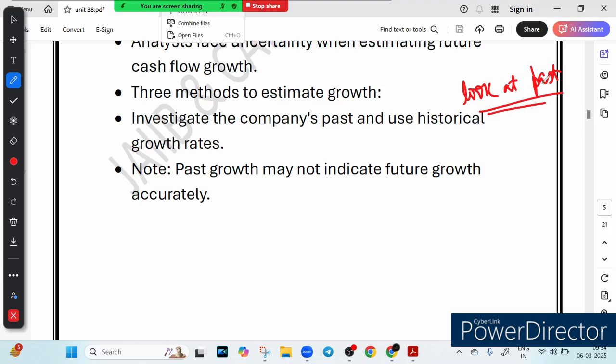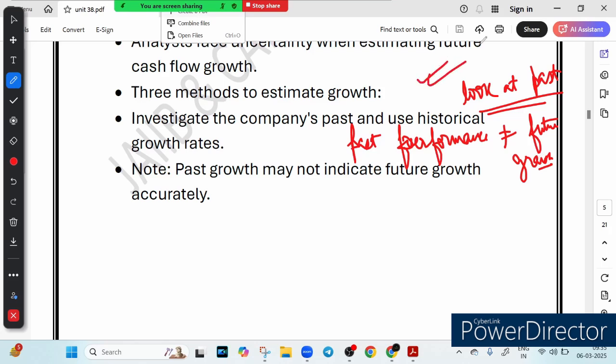But wait, past performance does not guarantee future success. You must remember it. What I want to say is that past performance is not equal to future growth. Markets change, competition increases, economic conditions shift. So, look at the past. Basically, we are talking about how to estimate the growth. Of the three common methods, the first is to look at the past, where we analyze the company's historical growth rate to see how it performed over the years.